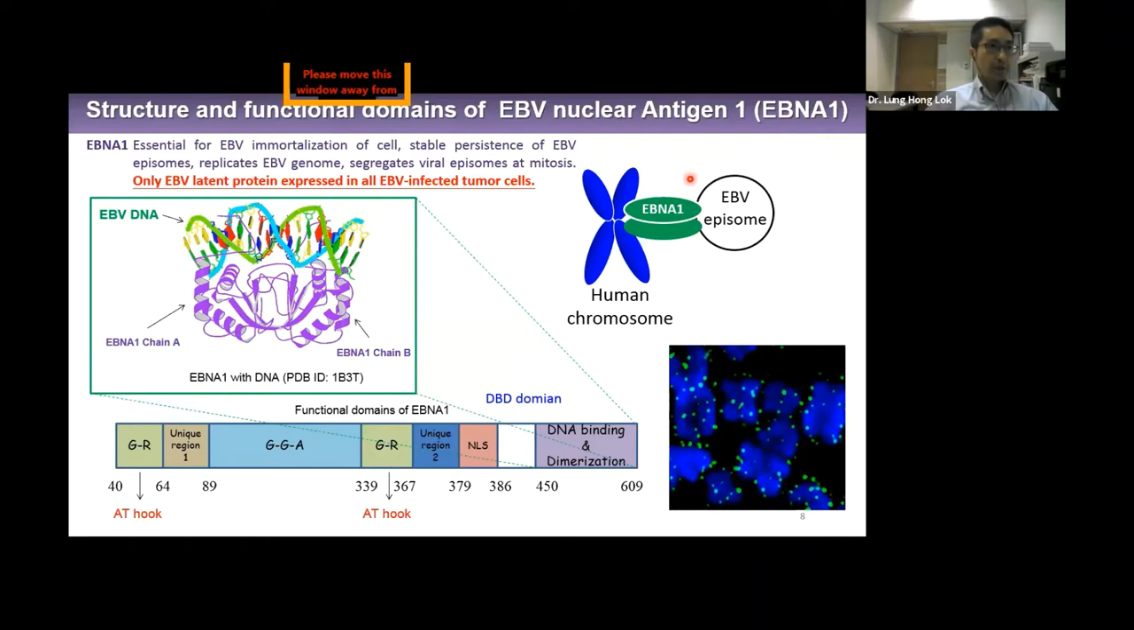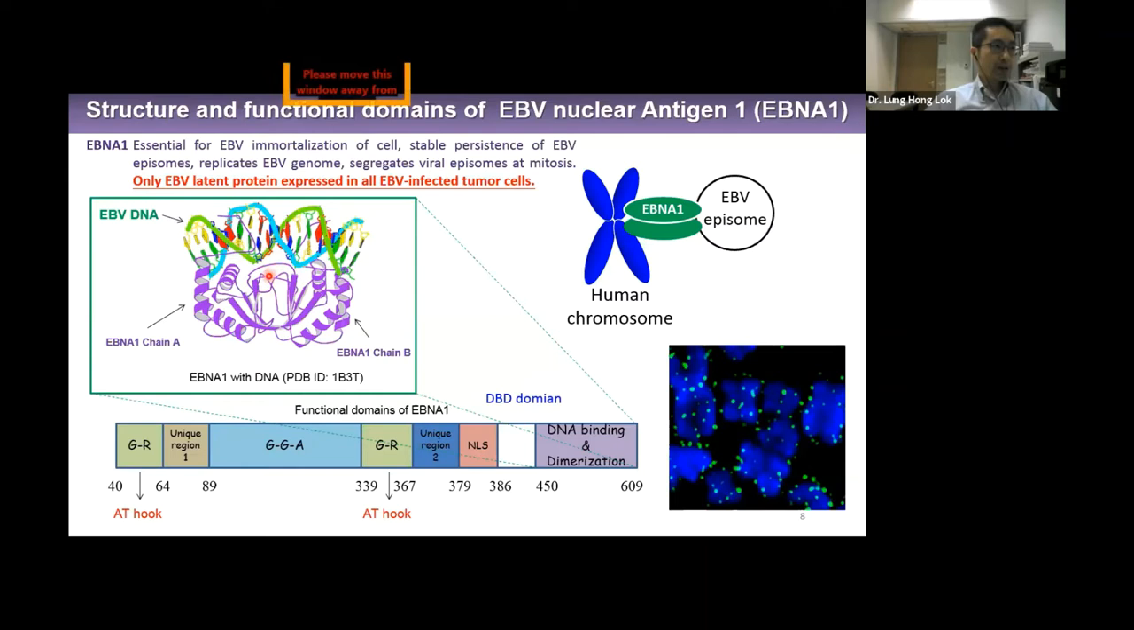And furthermore, for EBNA1 to function, it has to form a dimer. Okay, so this is two identical monomer units of EBNA1, right? So it forms a dimer. Only with the presence of a dimer, the EBV genome can be attached to the human chromosome. So you can look at this diagram. It's a 3D diagram, or the X-ray crystal structure diagram, of an EBNA1 dimer interacting with the EBV DNA. So this is one of the EBNA1 monomers, and this is another one. You can see the EBV DNA sits nicely on top of the EBNA1 dimer.